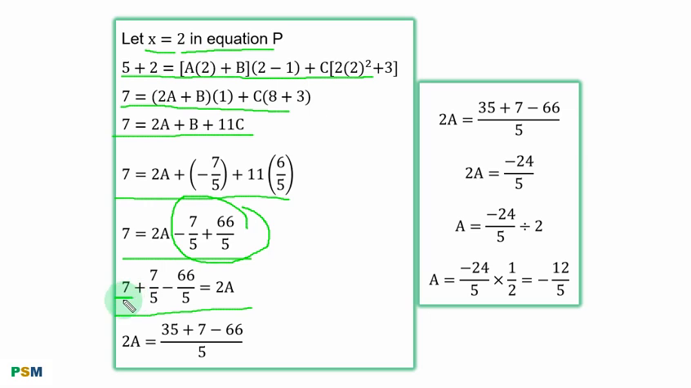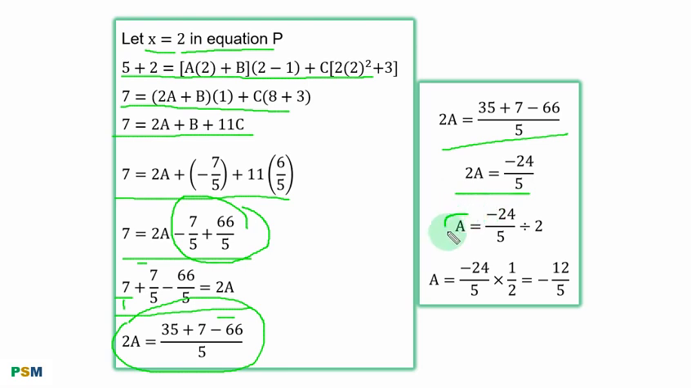Write 7 as over 1. You find the LCM and you have 2A equal to this result. You divide 5 by 1. You have 5 times 7, 35, plus 5 divided by 5 is 1 times 7. You have 1 minus 5 divided by 5 is 1 times 66. You have 66, the same result you have here. When you add and subtract, you have 2A equal to minus 24 over 5.